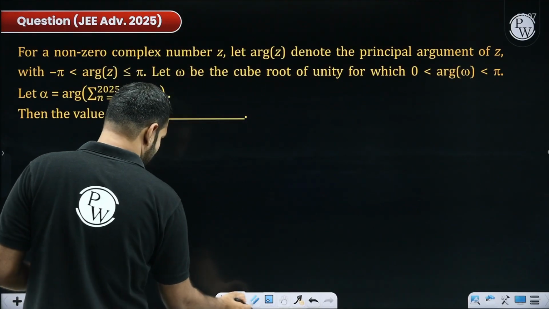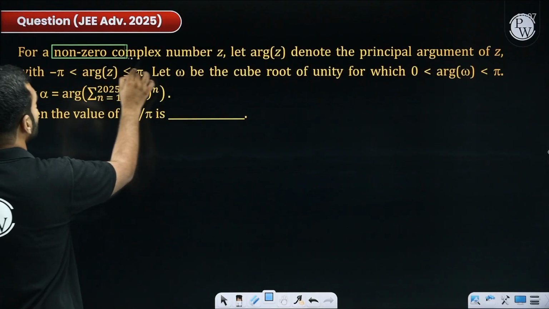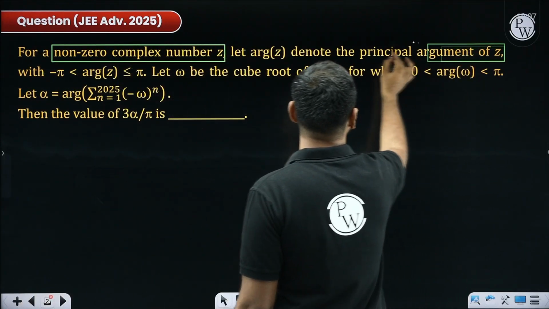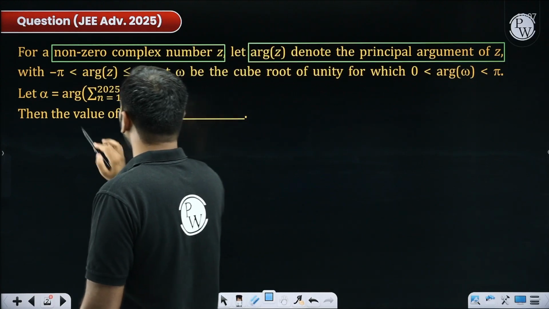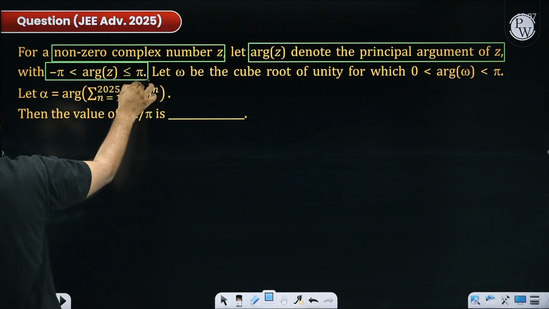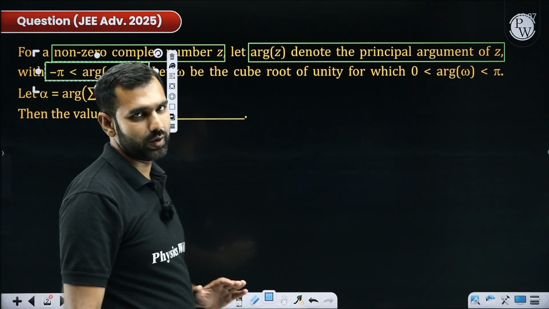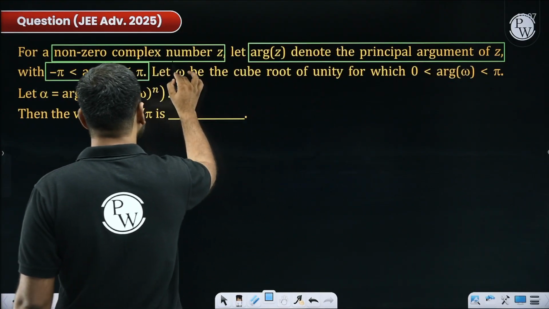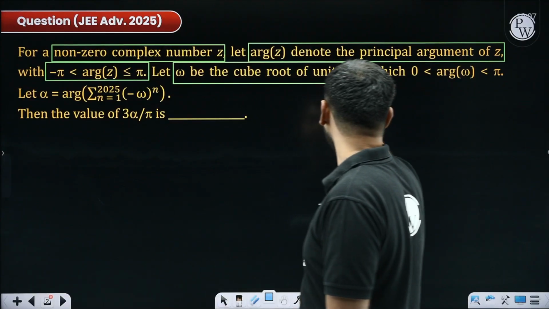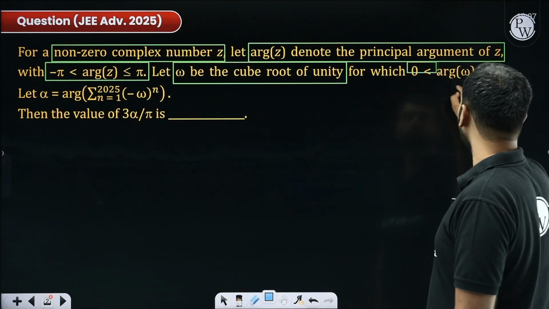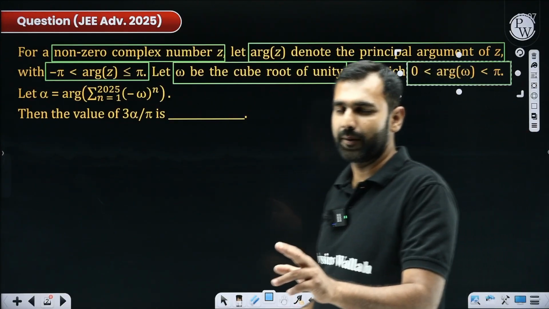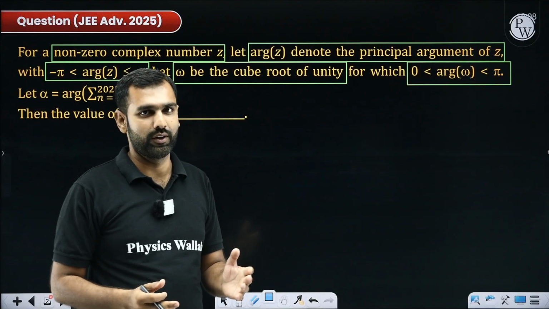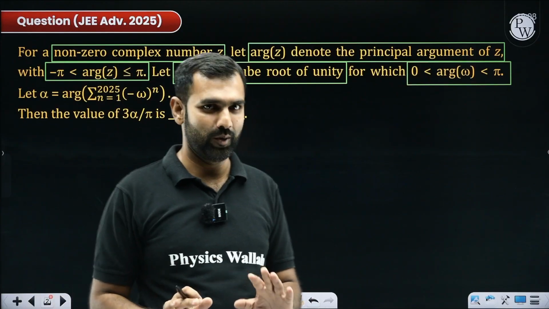So the first question reads as, for a non-zero complex number Z, argument of Z is the principal argument. We know this property as well, that argument of Z we keep between minus pi to pi. Now, what are we told next? Omega is the cube root of unity, for which we know that argument of omega is between 0 to pi, which means it is minus 1 plus root 3 iota by 2. It is not minus 1 minus root 3 iota by 2. I hope you remember that.